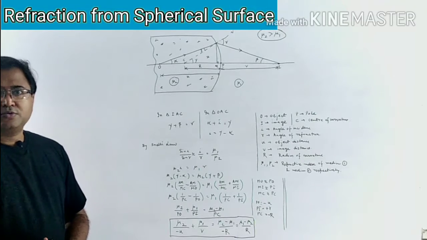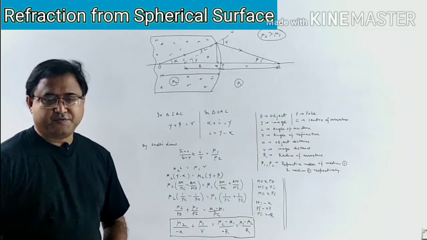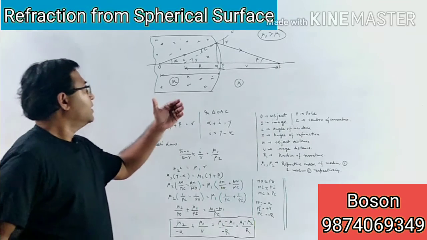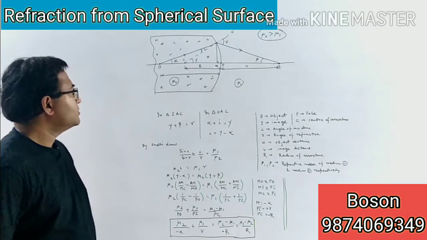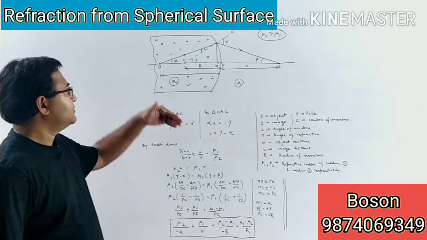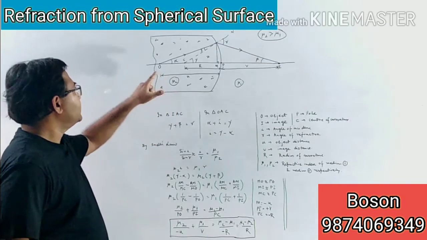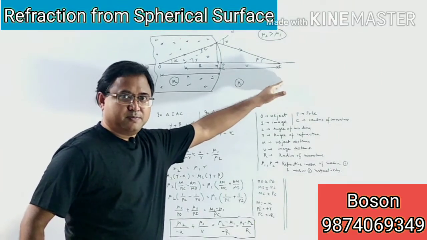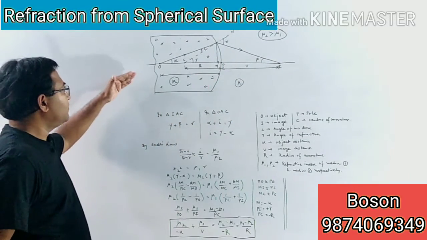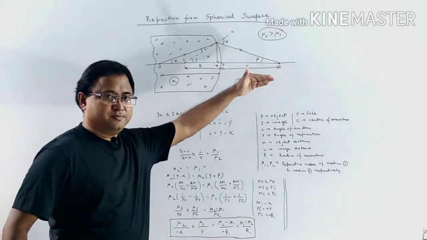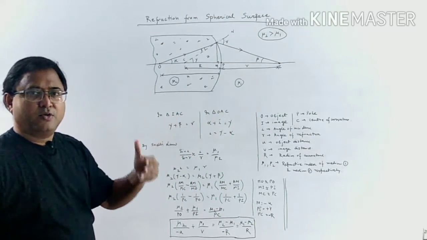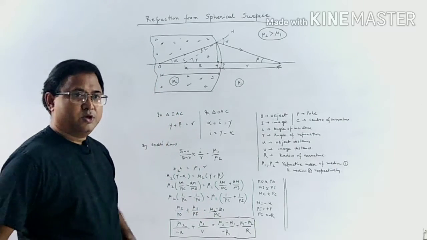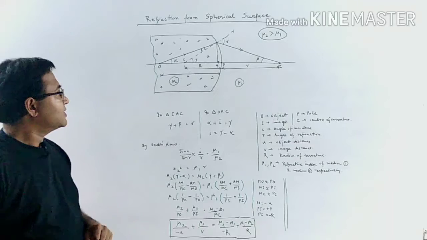So today we'll learn about refraction from a spherical surface. This is the case where the object is in the denser medium and the image is formed in the rarer medium. That means light is coming from the denser to the rarer medium. Previously we have done the case where light is coming from the rarer medium and the image is formed in the denser medium. So it is a different case from that.